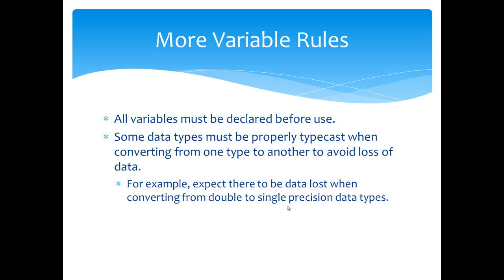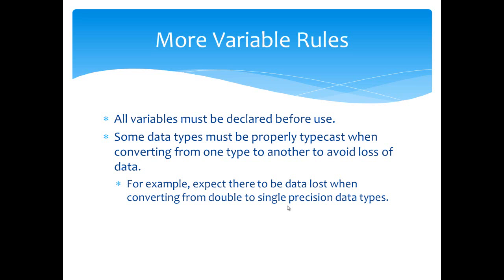Okay. So some data types must be properly cast when converting from one type to another to avoid loss of data. That's going to be one of the focuses that we work on within this module: how do we convert from one data type to the other. Some languages like Basic or Visual Basic didn't care. I could move 12.0 into an integer and it would just drop the .0 and make it 12.